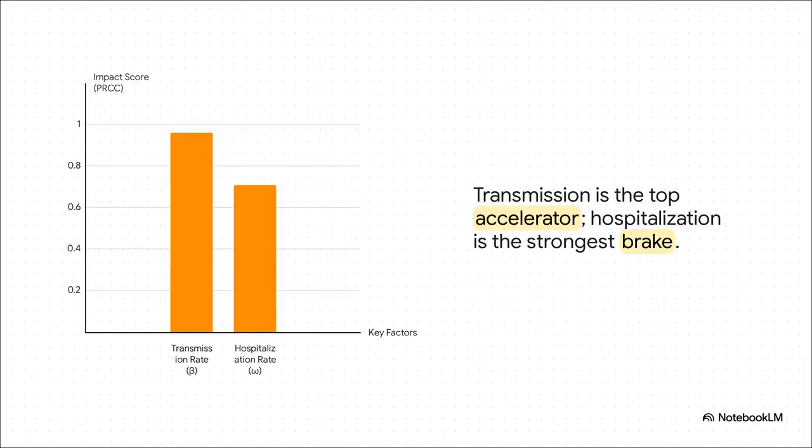So out of all those factors, here are the two biggest players. The number one thing that acts like an accelerator is, no surprise, the transmission rate. You know, how easily the virus spreads from person to person. And the most powerful brake? The rate of hospitalization from infection. And that makes sense, right? Because it takes infected people out of the general population. So that's the bottom line. Transmission is the gas pedal, and getting people who are infected into hospitals is the brake.